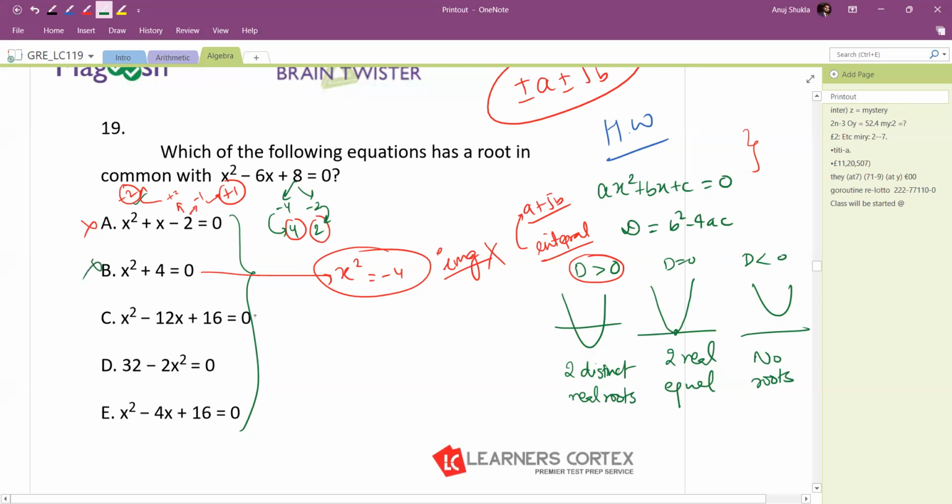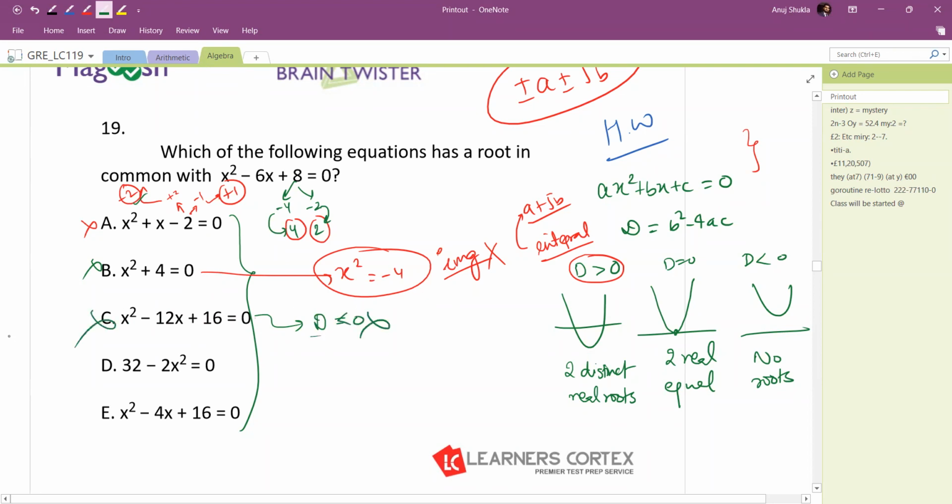Let's find out about this one. Before that, when you do enough practice, by looking at the equation itself you can say that maybe we cannot solve it by this method, right? So what you can do for this, the first thing you should do is find the d. If d is less than 0, then obviously you will not get any solution.